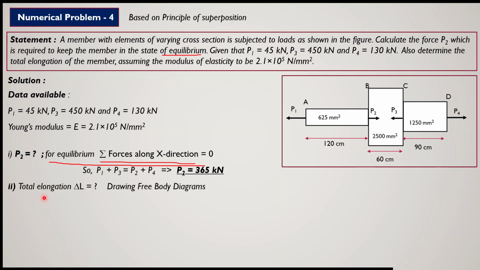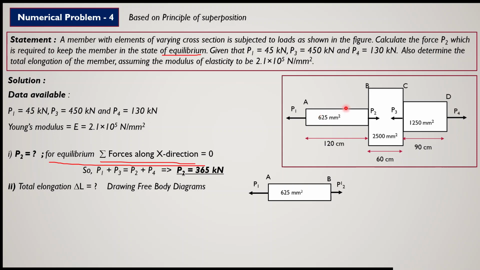So we have to find out the total elongation, delta L, and for this we have to draw the free body diagrams. We will consider that each component of this member is in a state of equilibrium. So first of all we will try to draw the free body diagram. Now, what is a free body diagram?